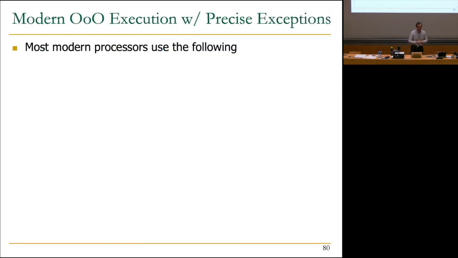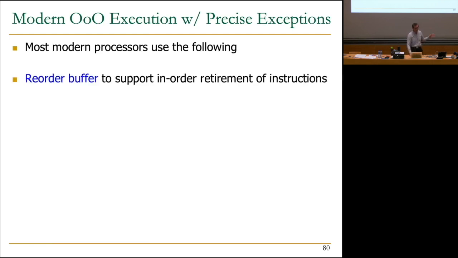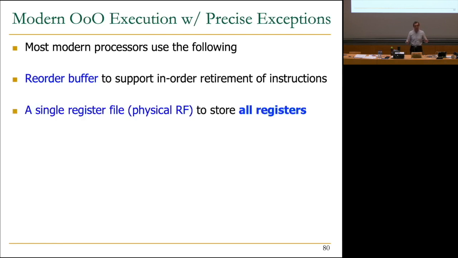So basically, in the end, this is where we build up to: modern out-of-order execution with precise exceptions. Most modern processors use the following. They have a reorder buffer to support in-order retirement of instructions. They have a single register file, called the physical register file, to store all registers, both speculative and architectural. Speculative meaning the value is going to be produced by instructions in the pipeline, but they may not be updating the architectural register because there might be an exception, and later we'll see branch misprediction.